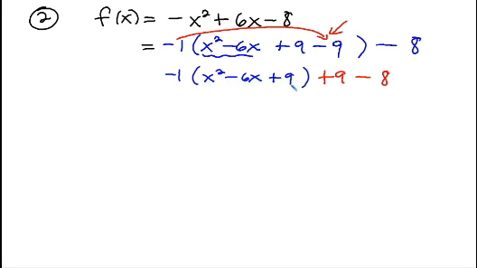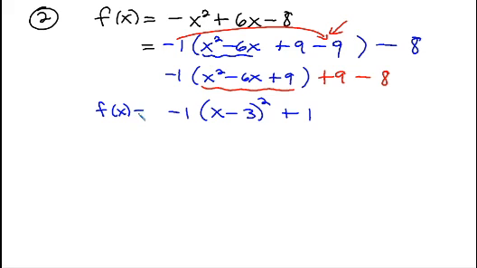And like I said, every time, if you do this correctly, this thing right here will be the square of a binomial. All right? So that's pretty easy to see that this is x minus 3 quantity squared. My -1 is here. Then I have a +1 at the end, positive 9 minus 8. Well, there's my standard form. Yay for us. We've got standard form. Check.